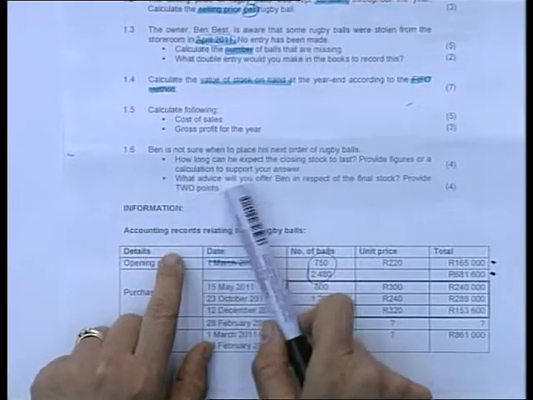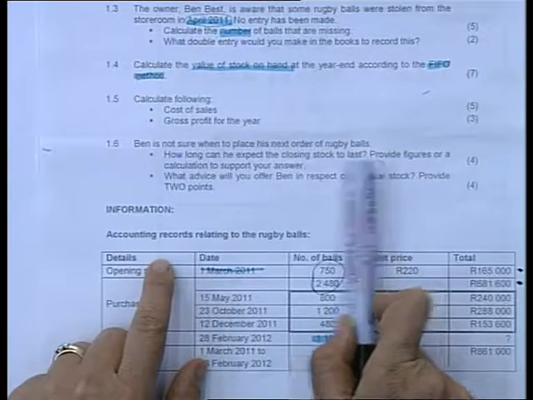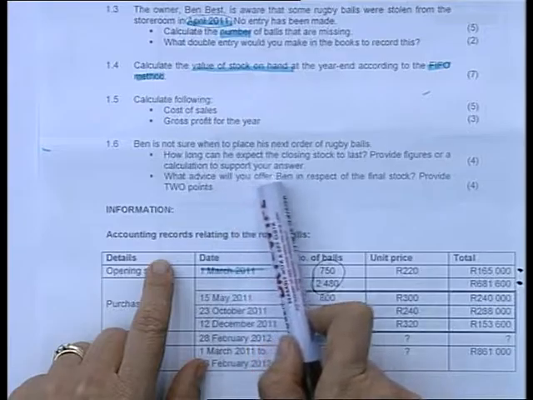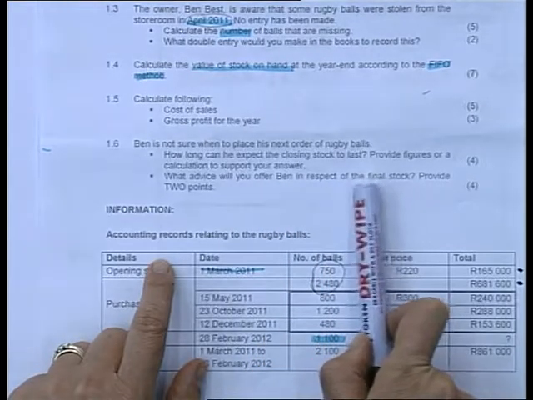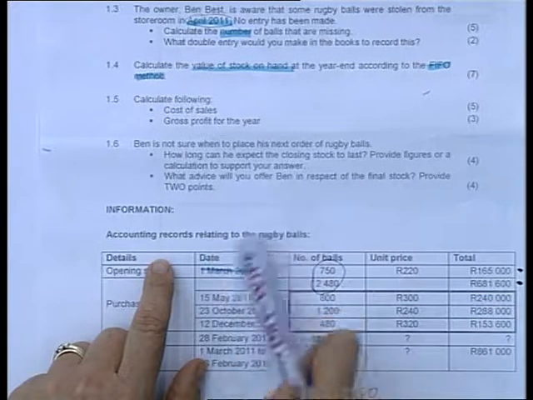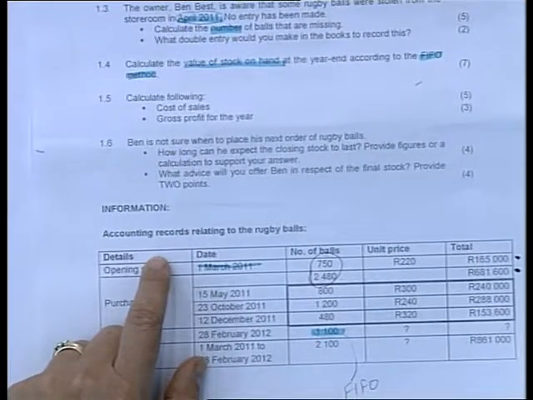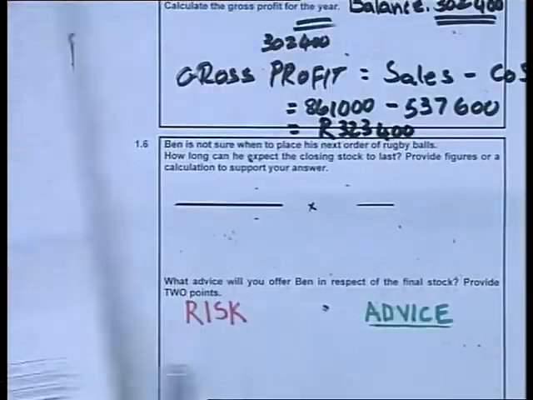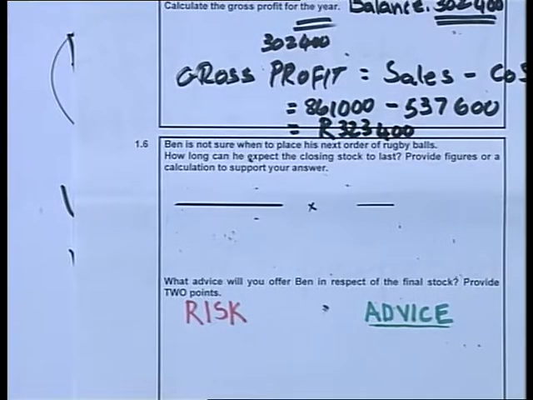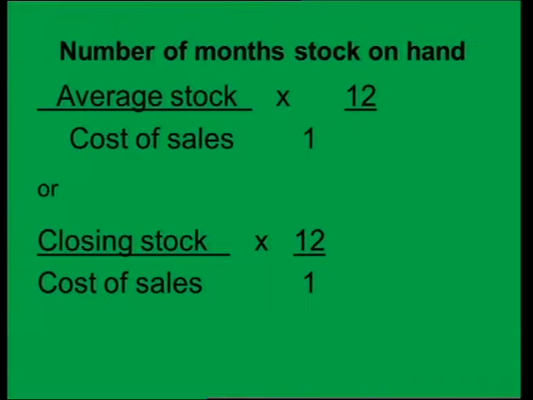And this is just something that you have to practice. Ben is not sure when to place his next order of rugby balls. How long can he expect the closing stock to last? Provide figures to support your answer. And what advice would you give him? Give 2 points.